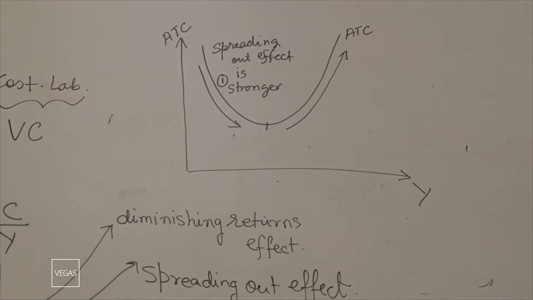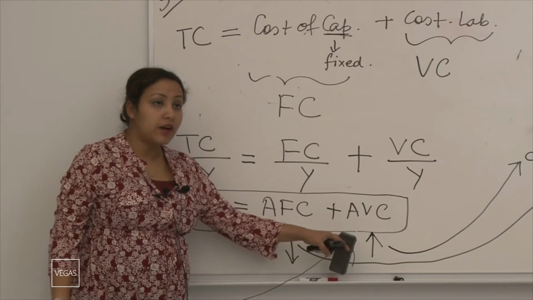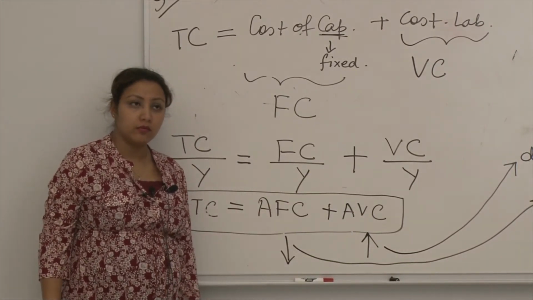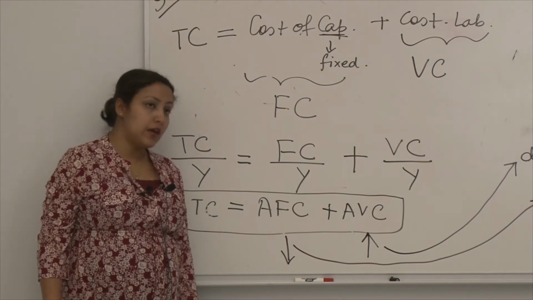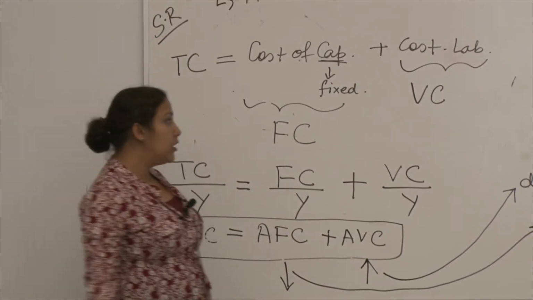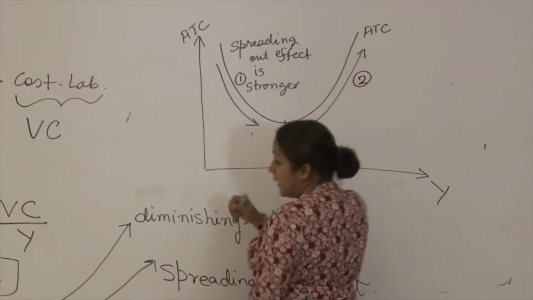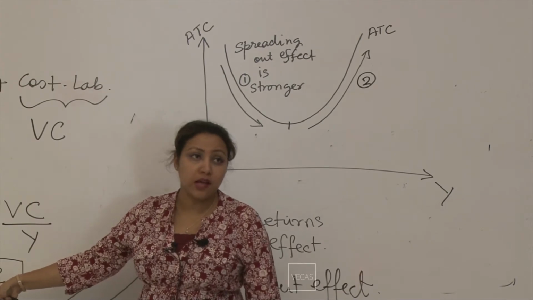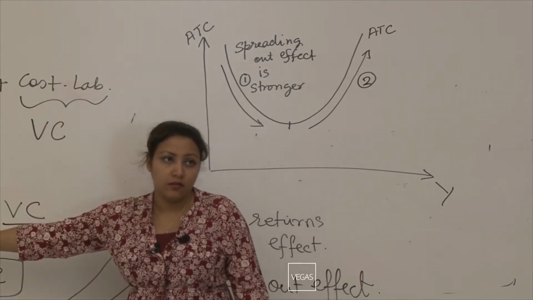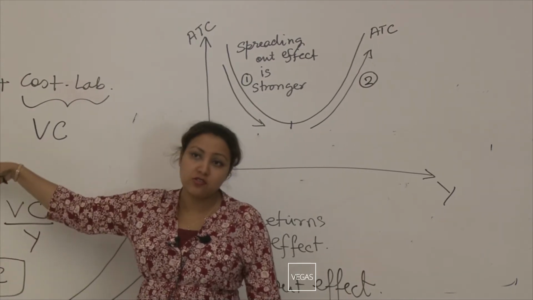Or in other words, the fall in AFC is bigger than the rise in AVC? The fall in AFC is stronger than the rise in AVC. Similarly, in zone 2, the ATC is rising, and that rise must be caused by something which is pulling it up. That's why it is rising. That must be the stronger pull. So that means here the pull of AVC is stronger.